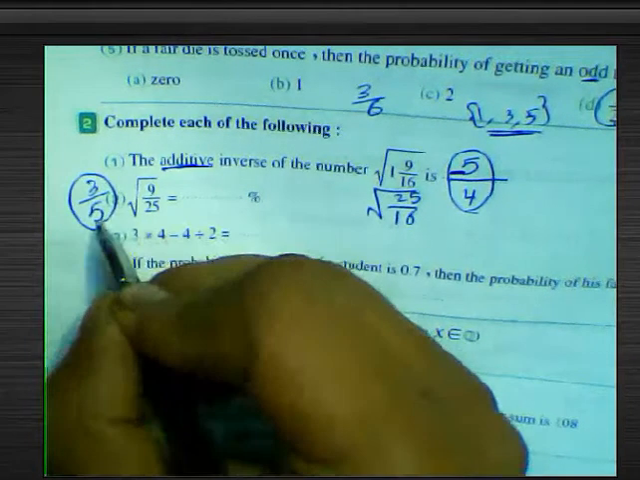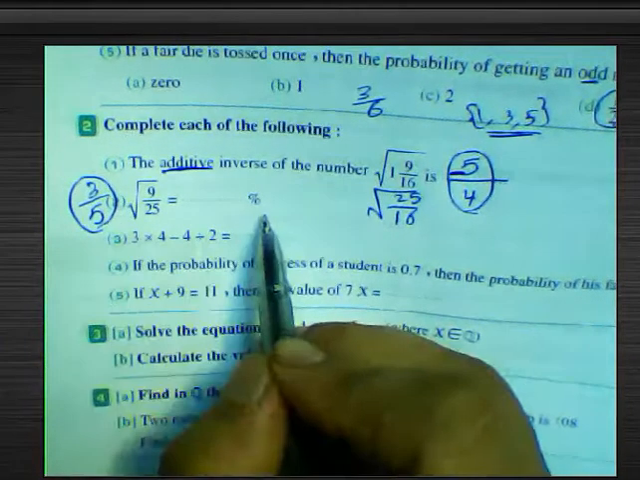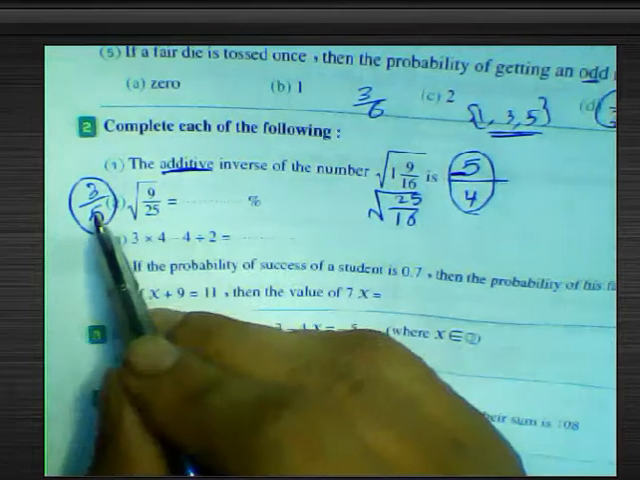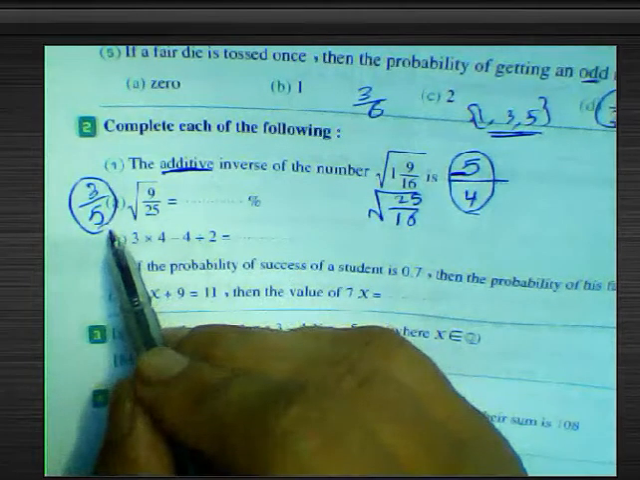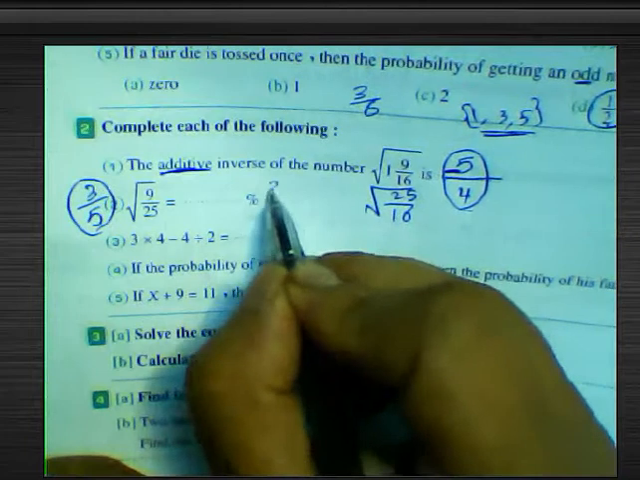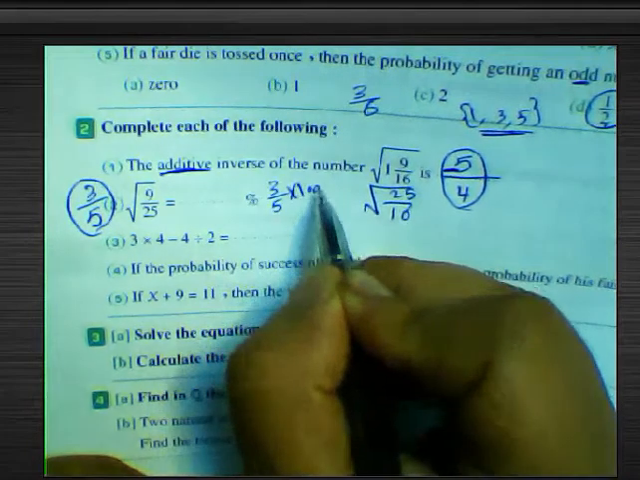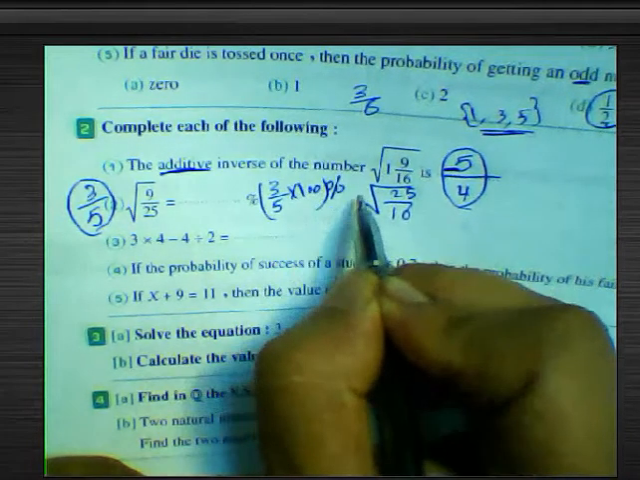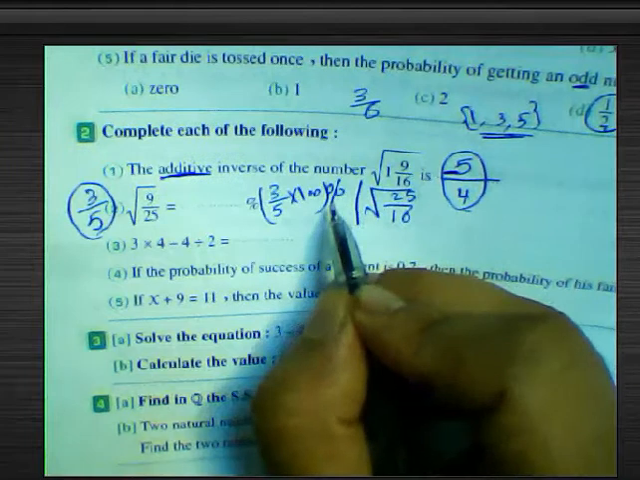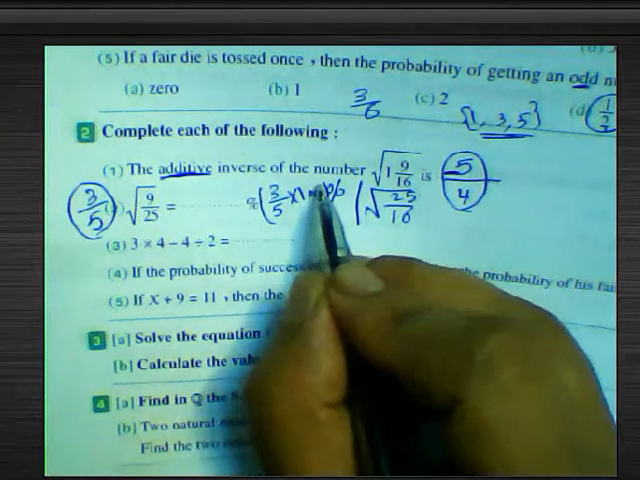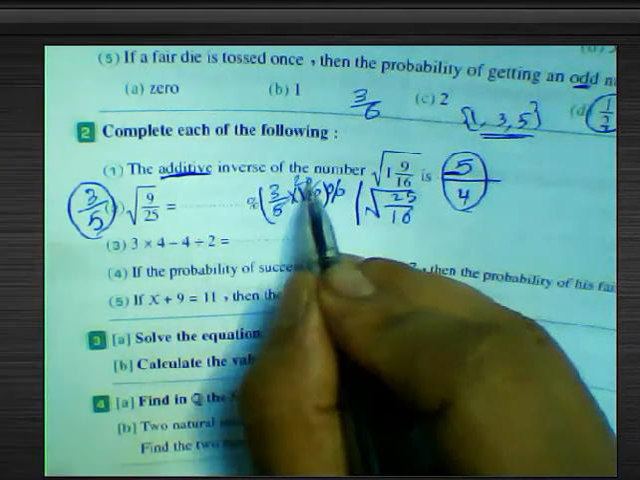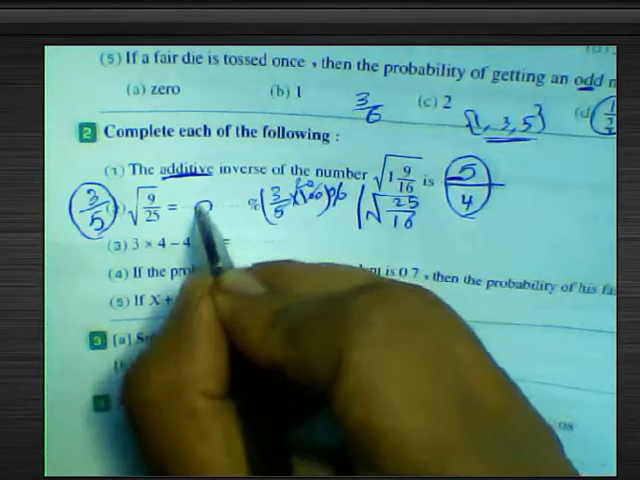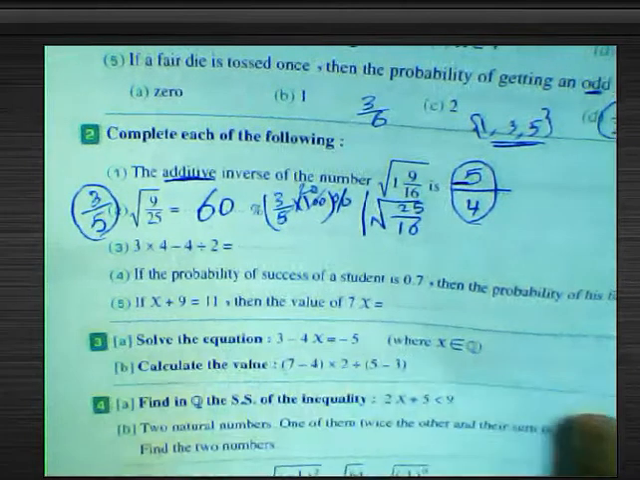We can convert from fraction to percent by multiplying by 100 and writing the percent sign. 3 over 5 multiplied by 100, all in brackets, and write percent here. 100 divided by 5 equals 20. 20 times 3 equals 60. So the result will be 60%.